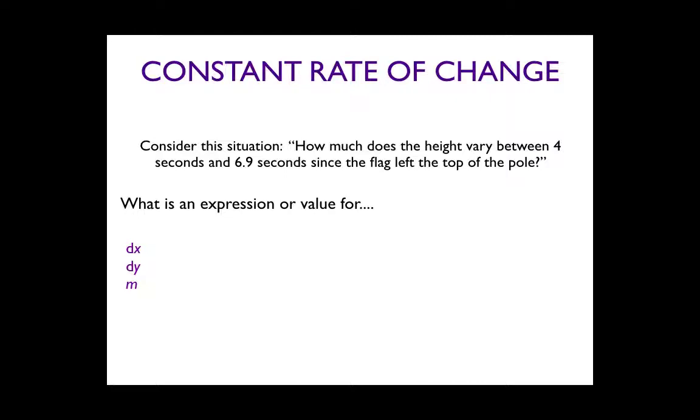So what about this? Let's see, between 4 seconds and 6.9 seconds. 4 and 6.9 are both values of what variable? X, right? They're not dx values, but we could find a dx value from them, indicating the elapsed time during this specific interval. So a dx that might go with this situation we could find by doing x final minus x initial, or 2.9, right?